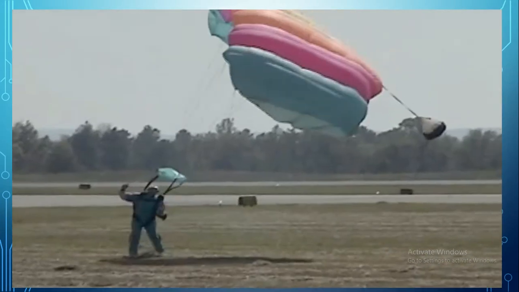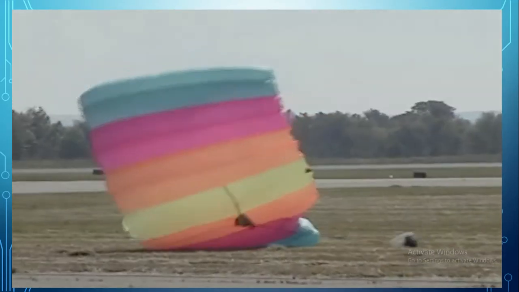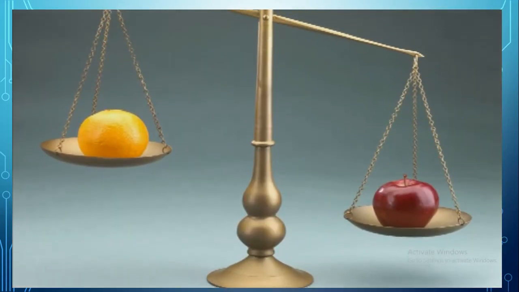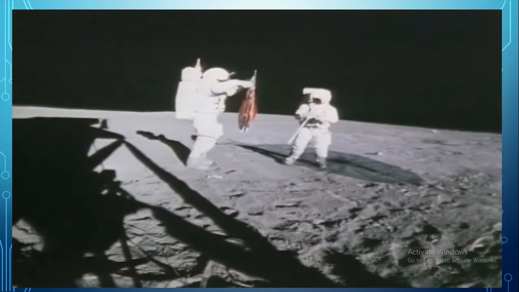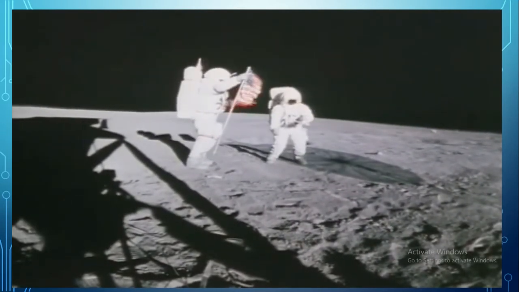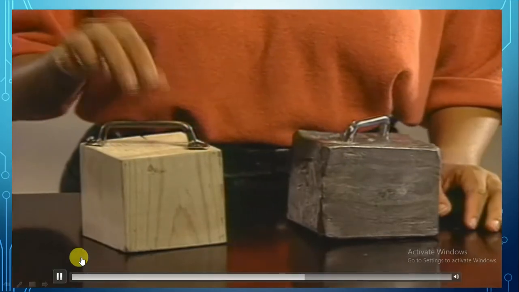Without gravity, they would just float in the sky. The pull of gravity is also what gives an object its weight. When the pull of gravity is weak, like when on the moon, an object weighs less. But weight also depends on the amount of matter.